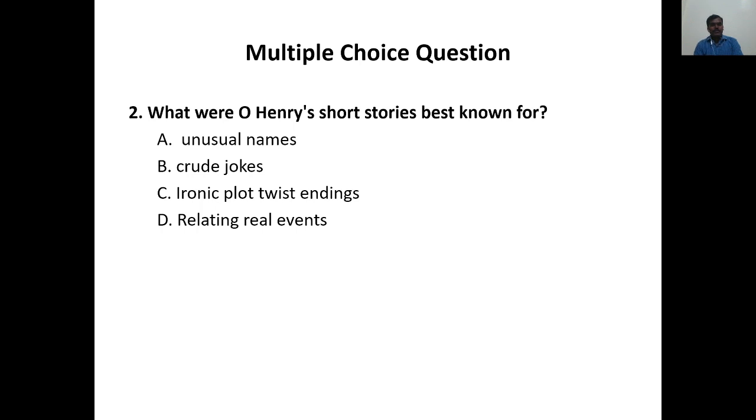Second question. What were O. Henry's short stories best known for? Unusual names, crude jokes, ironic plot twist endings, relating real events. They are known for ironic endings. Ironic means something which is told indirectly. Ironic plot twists or endings.